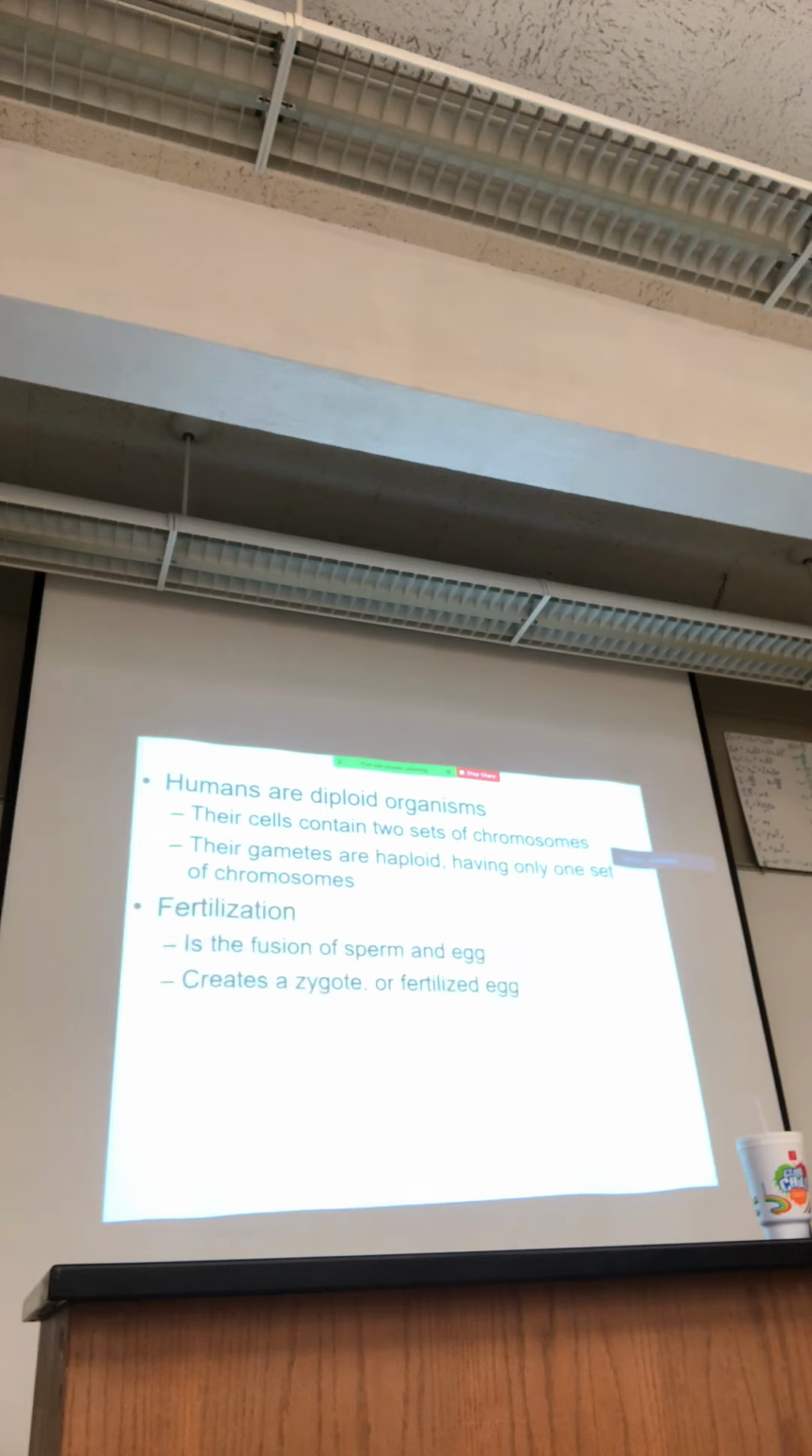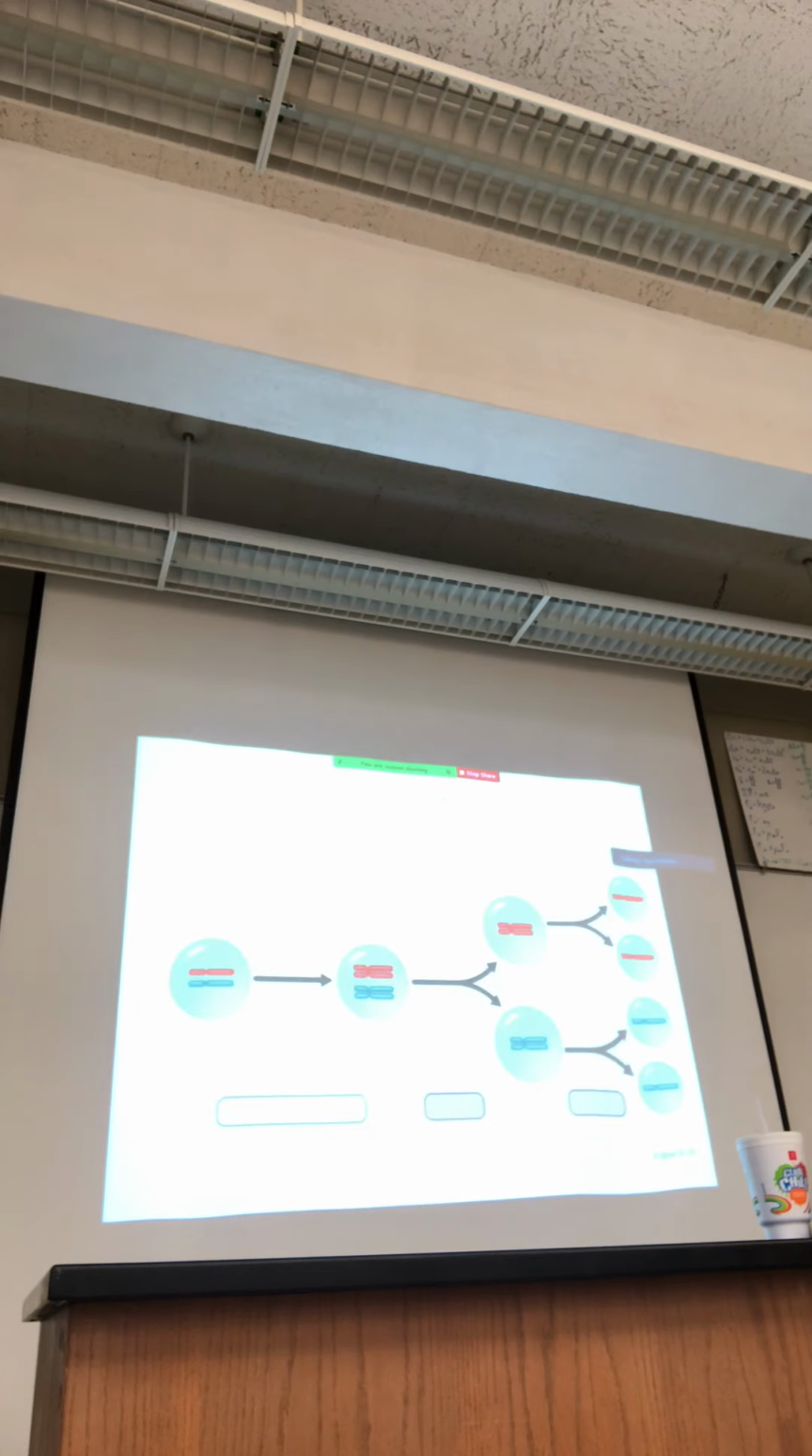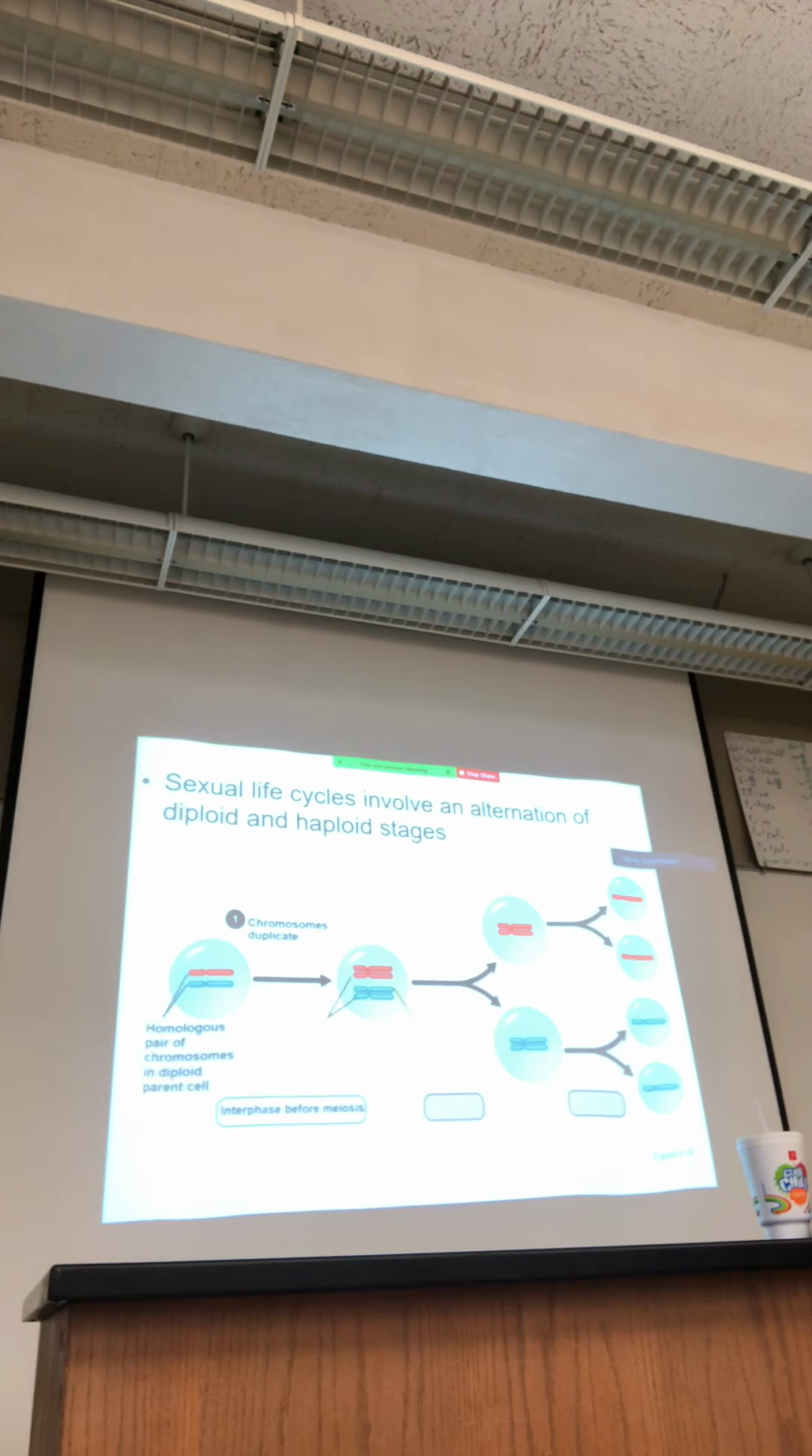This is just basically saying what I said in talking about the slide. So anytime you're talking about a sexual life cycle, you're talking about an alternation of diploid and haploid stages. Sexual reproduction requires this going back and forth between diploid and haploid. So, when do chromosomes duplicate? Interphase. Remember, it's not during mitosis or meiosis. Chromosomes duplicate during interphase.